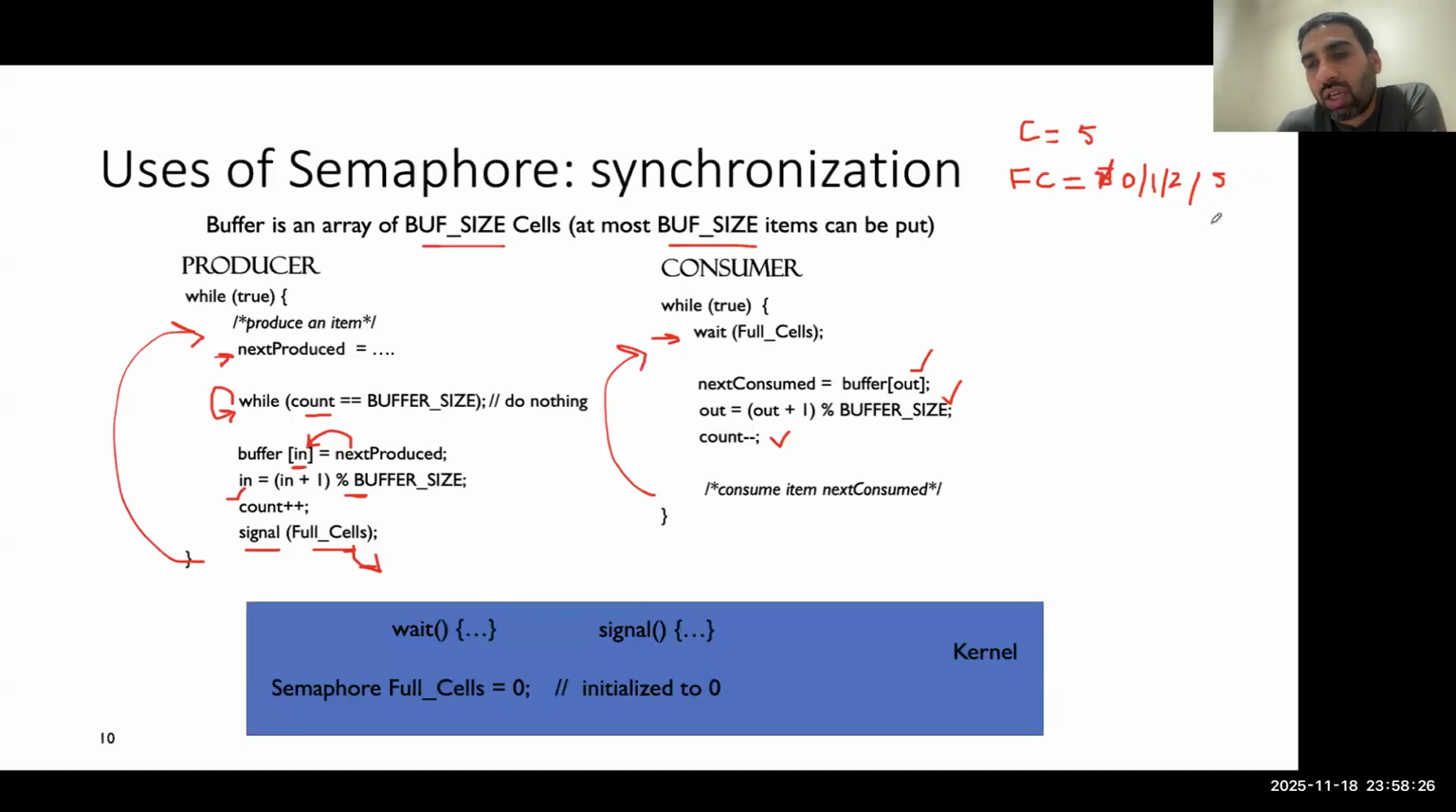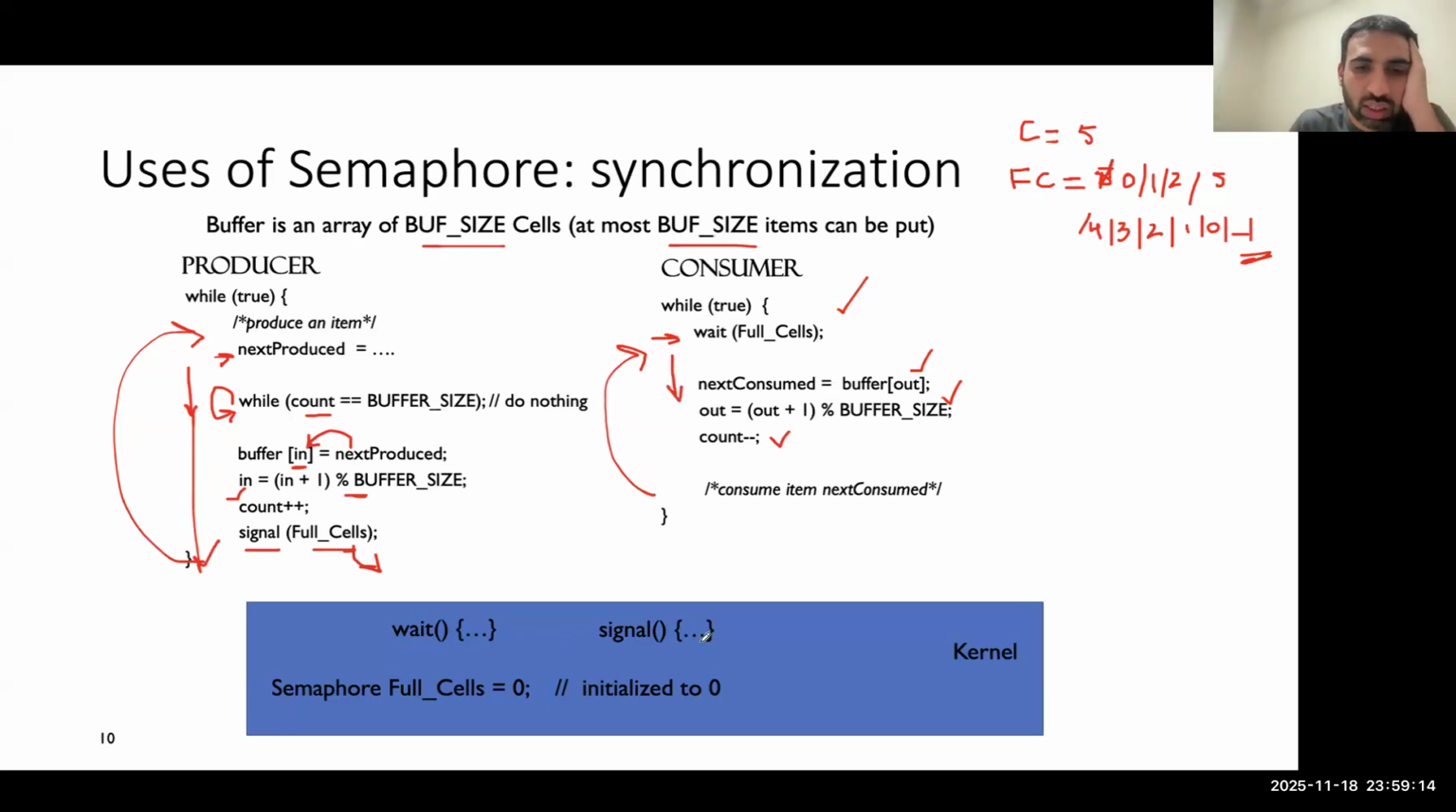So in every iteration, the full cell will start decrementing. From 5, it will become 4, and then 3, and then 2, and then 1, and then 0. But once the value becomes negative, what will happen when it executes wait again? Once the value becomes negative, the consumer will be blocked. It will not be able to run. It will be able to run only when the producer continues its execution and finally signals the full cells, right? So when it signals full cells, the consumer will be unblocked and able to continue its execution, right?